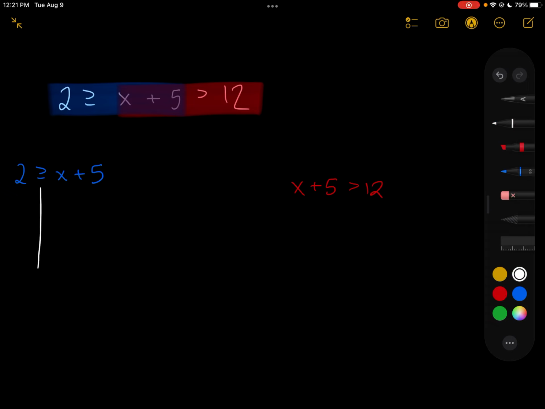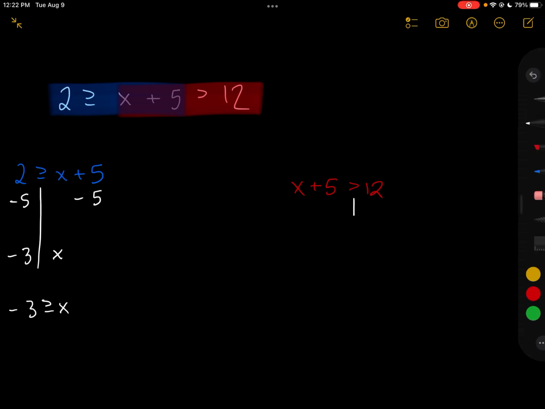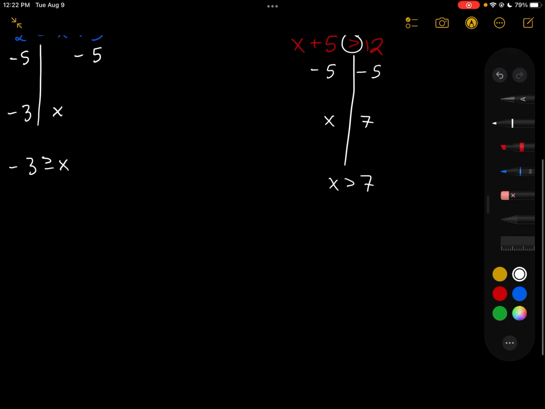So we solve this just like we would a normal equation. The only difference is instead of an equal sign, we have an inequality. So 2 minus 5, be careful, that's not positive 3, it is negative 3. So for our inequality on the left, we have negative 3 is greater than or equal to x. So that is one solution. And then our second equation here on the right in red, following our same steps, we'll end up with x is greater than 7. So again, we just take that exact same inequality sign right here and we just carry it straight down. So x is greater than 7 is our second solution.